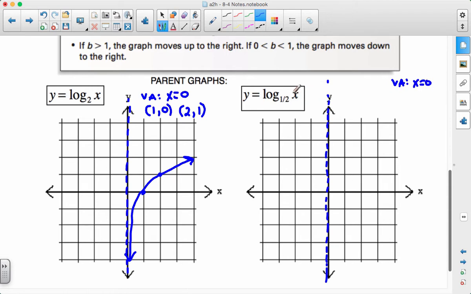I'm going to plug in a 1 here, just the same. If that's a 1, it doesn't matter what the base is, the whole thing has a value of 0. Now I want this to be the same as my base, so I'll plug in a half, and log base a half of a half will be a 1. Let's plot those: 1 comma 0, a half comma 1, and you see that because this base is a proper fraction, it will descend along that asymptote and curve over this way.